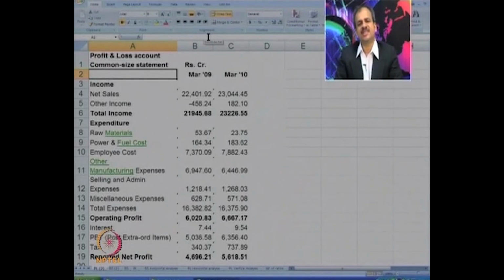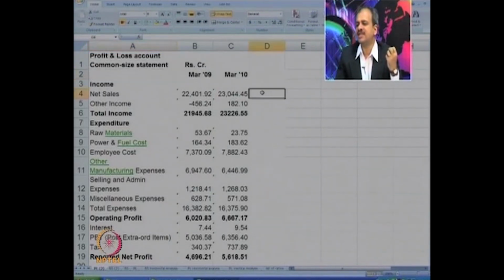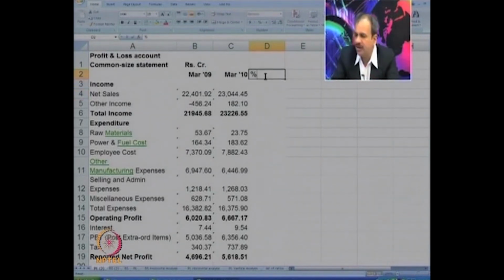Okay. How is a common size statement done? Do you remember what is done in calculating the common size statement? Yeah, you are right. We will try to take the total as 100. So in this case, we will take the total sales as 100 and all other figures we will try to calculate as a percentage to the total.